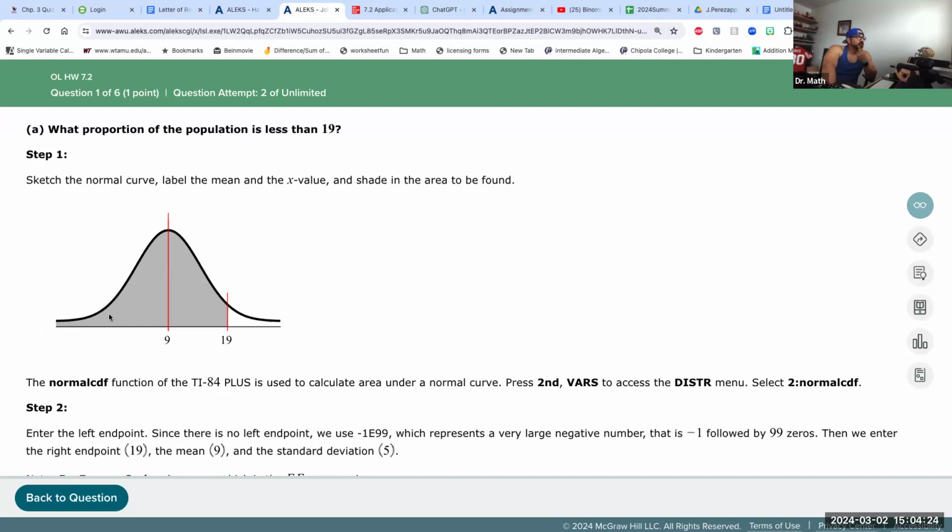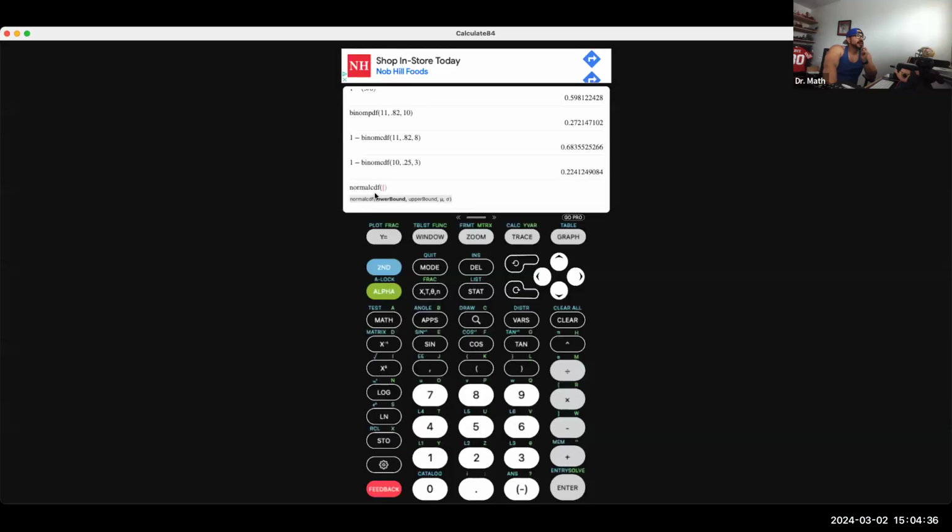And then your right endpoint is going to be, where do I stop shading? And so I'm going to stop shading at 19. All right, so there's two things to be aware of. Let's go back to our calculator. So I got normal CDF. Make sure you use this negative sign, because if you use a minus, it shouldn't matter, but the way the program is set up on these calculators, it will matter. It'll give you an error.